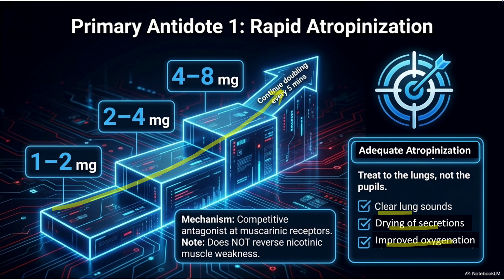That is successful atropinization. In severe poisoning, patients may require enormous doses, sometimes hundreds of milligrams over time. That surprises many learners initially. But remember, atropine is titrated to physiology. You are treating muscarinic excess, and inadequate atropine kills far more patients than excessive atropine in this setting.